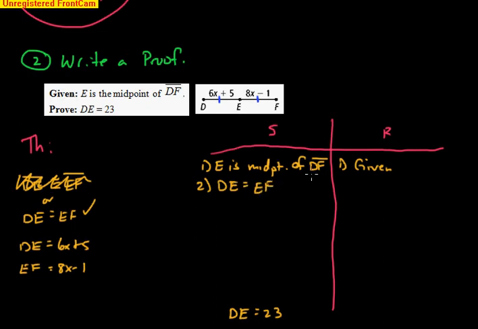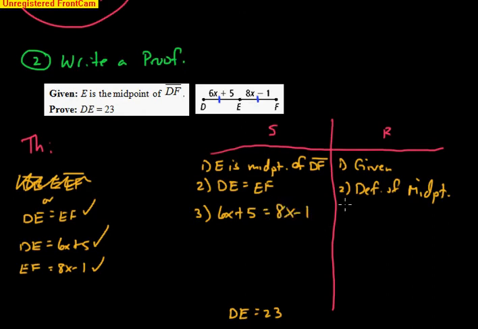And it's all because of this fact that it's a midpoint. That's what a midpoint does. So definition of a midpoint. You could also write that a midpoint bisects a segment, a midpoint splits into two equal parts. I don't care. So then it would make sense that if DE is 6x plus 5 and EF is 8x minus 1, plug them in. 6x plus 5 equals 8x minus 1. And that's just substitution.